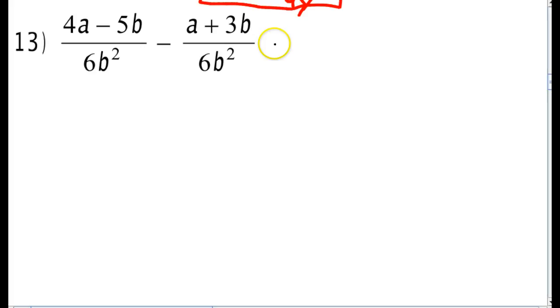All right. Keep on rolling down here. I know the bottom's going to be the same. Nice thing about having a common denominator. This is what's going to change tomorrow, by the way. We will not have a common denominator. All right. On the top, we get 4a minus a. So we get 3a, right? Negative 5b and positive 3b. Negative 2b.